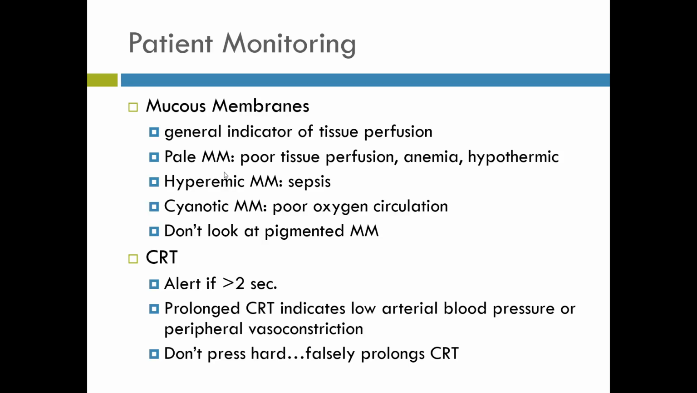When you push on their mucous membranes, it'll go white for a second, and then all the blood will come rushing back in. Excuse me, that's for capillary refill time. We're just looking at the color at this point for our mucous membrane color. When we are blanching the mucous membranes, that is looking for the CRT, the capillary refill time, and we're going to alert if it is greater than 2 seconds. A prolonged capillary refill time indicates low arterial blood pressure or peripheral vasoconstriction. That means they have low blood pressure and they're not getting enough blood flow to peripheral tissues. We don't press hard because that falsely prolongs the capillary refill time. We just press firmly and really quick so it blanches white on the mucous membranes, and then we release our finger quickly and count how fast it takes for the blood to fill back into that spot that we pushed all the blood out of.